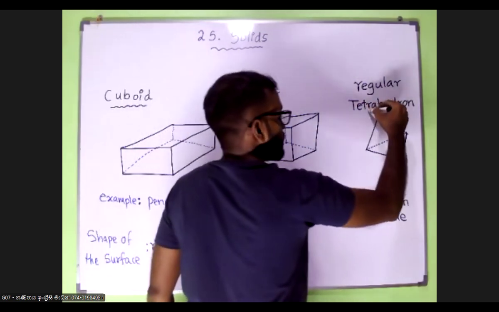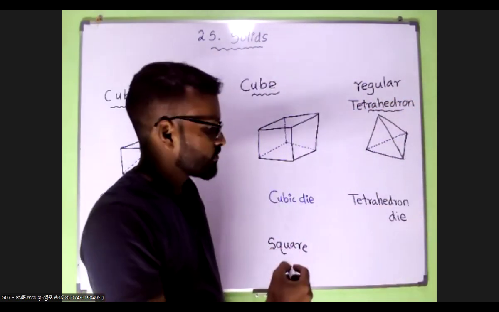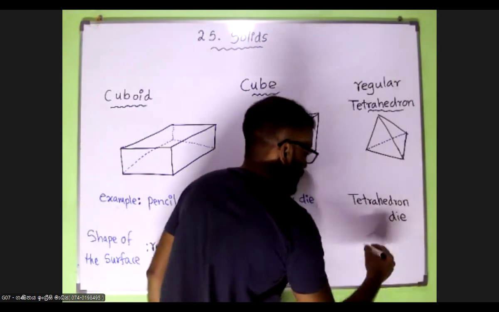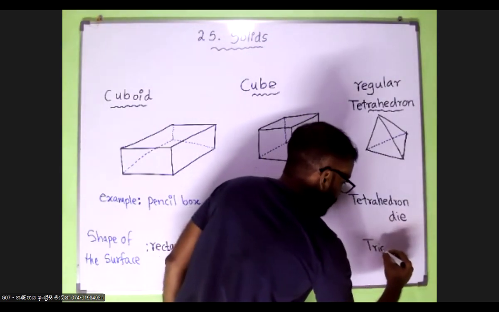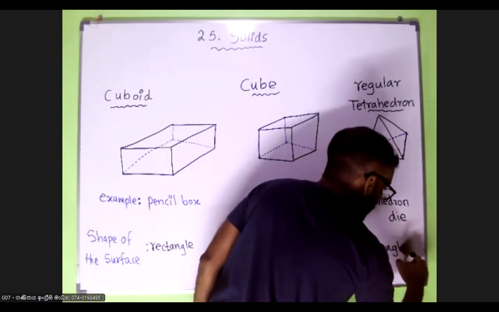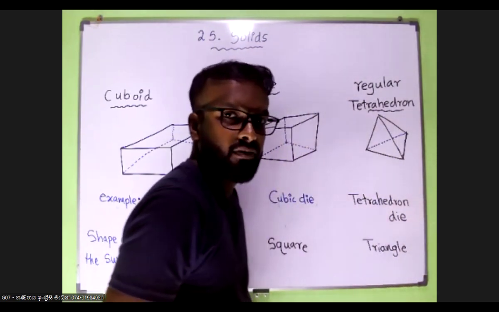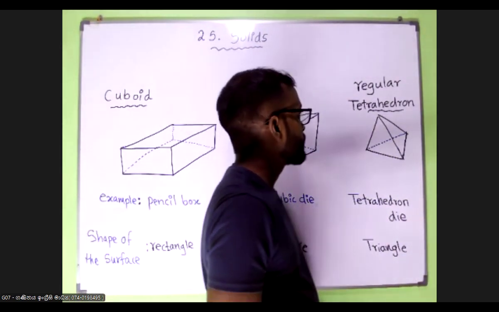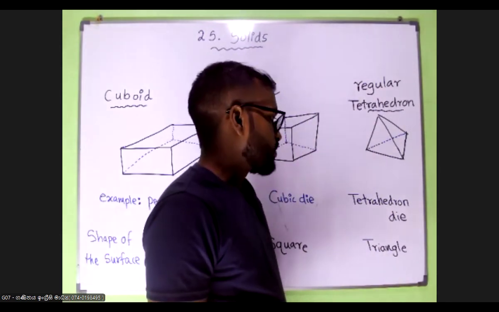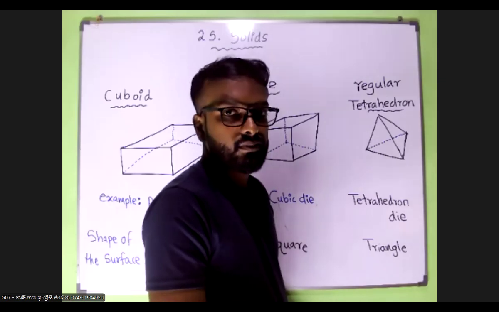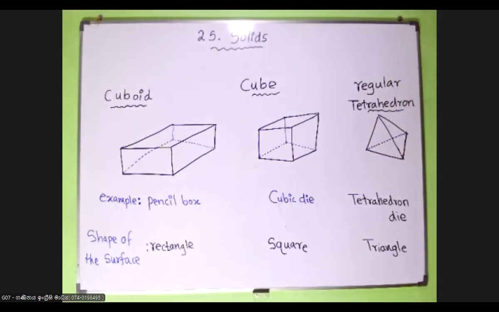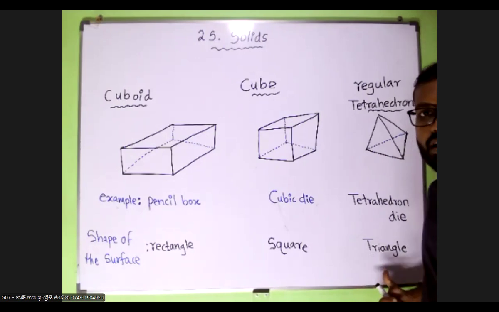For a regular tetrahedron, Nevino, shape of a surface? Triangle. Yes, triangle. Sir, should we call it equilateral triangle or just triangle? It can differ. It is equilateral sometimes, or otherwise. So it differs. However, the shape is triangular.